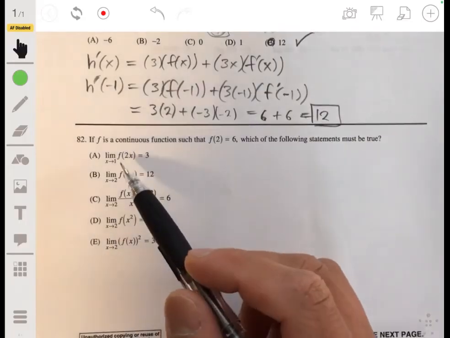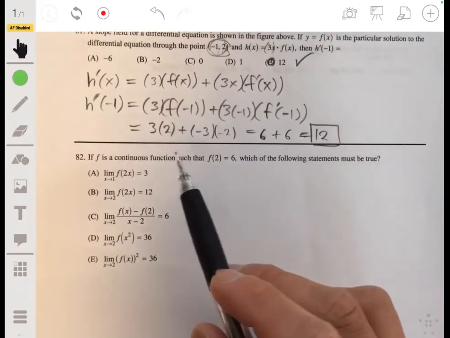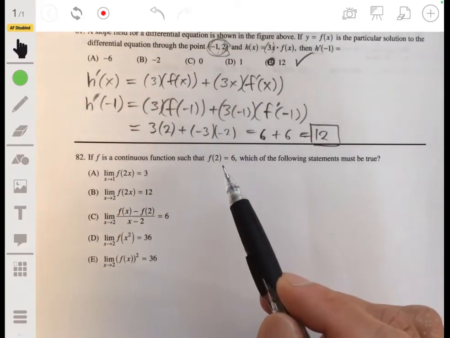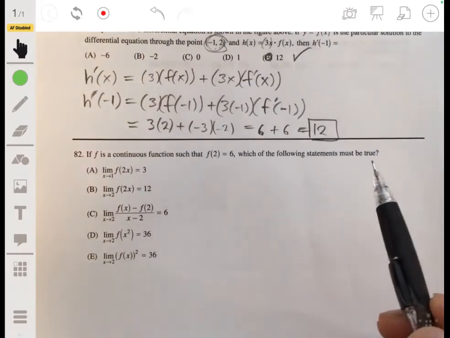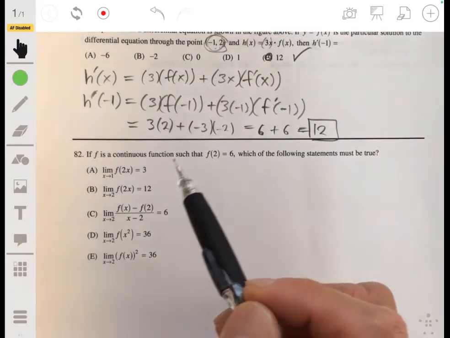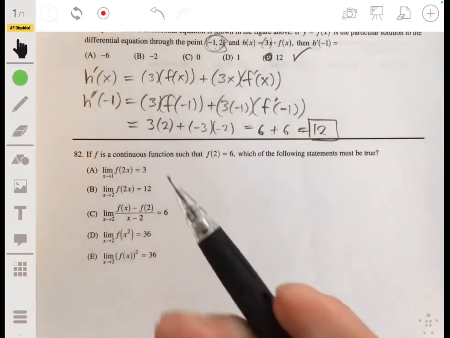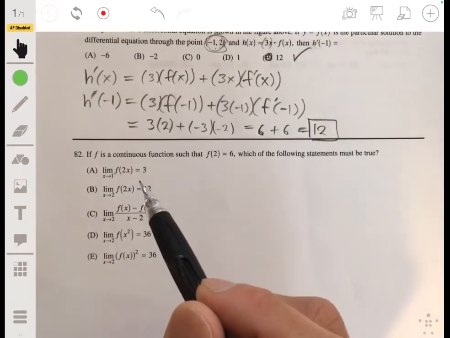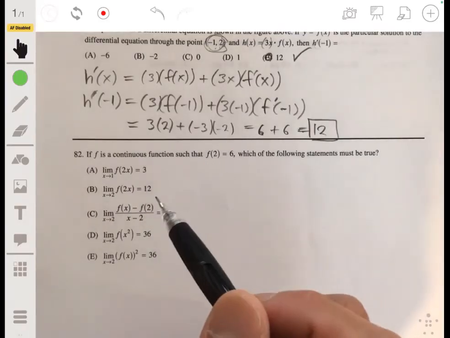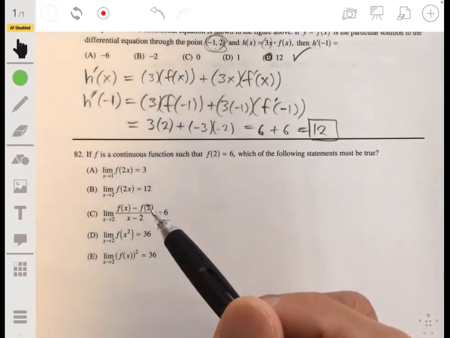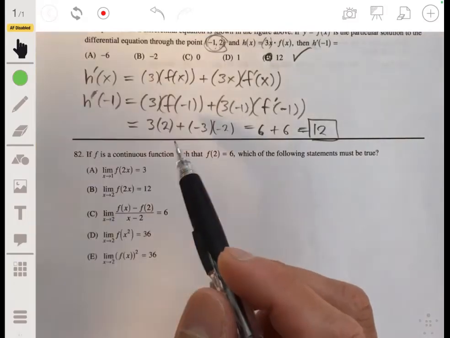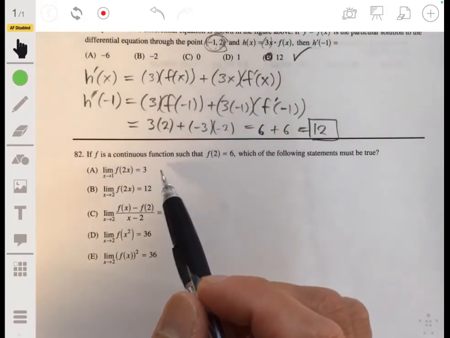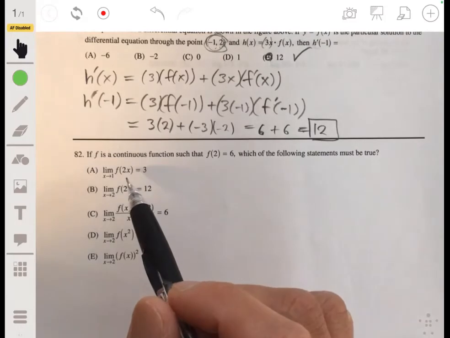82. If f is a continuous function such that the limit of f of t is 6, which of the following statements must be true? Okay, so this is just checking that you know your limit properties of functions. This won't really be too rigorously tested. You only have to know a couple of them, which are pretty logical, but let's see.